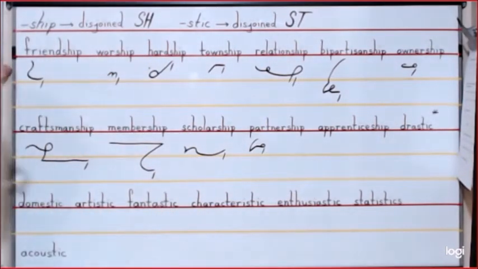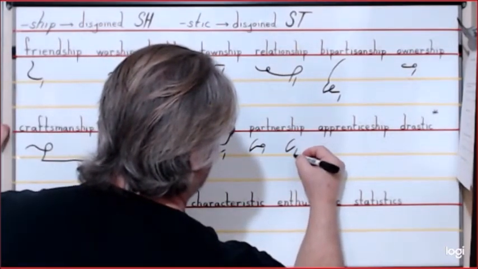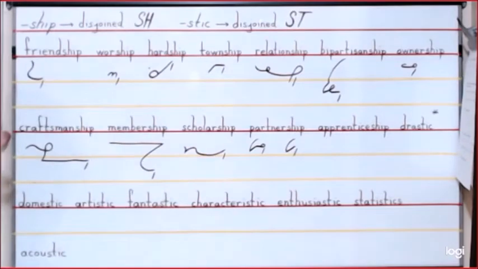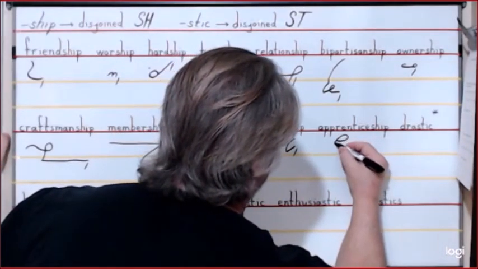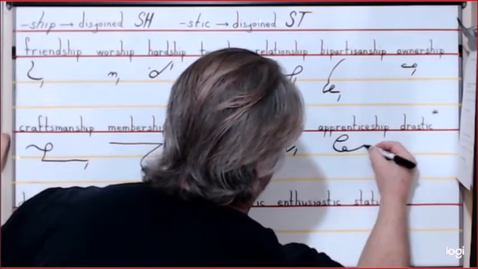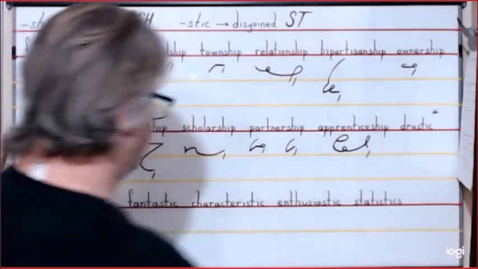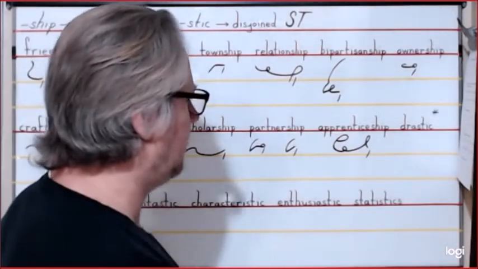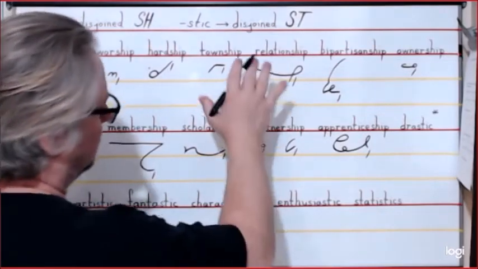You can also write this shorter by writing P-T, and then SH. For apprenticeship, it is A-P-R-E-N-T-E-S, and then a disjoint SH. Segueing over to the stick suffix, disjoint ST.